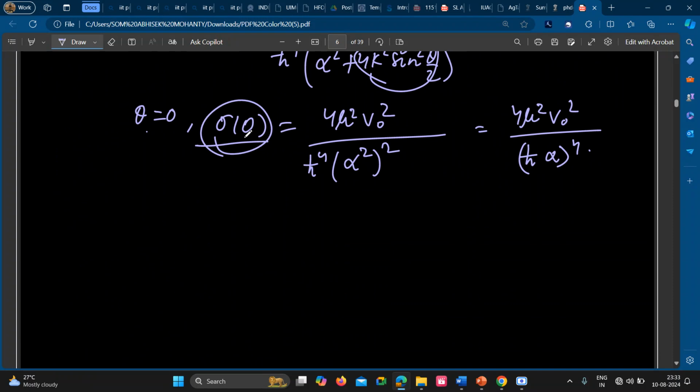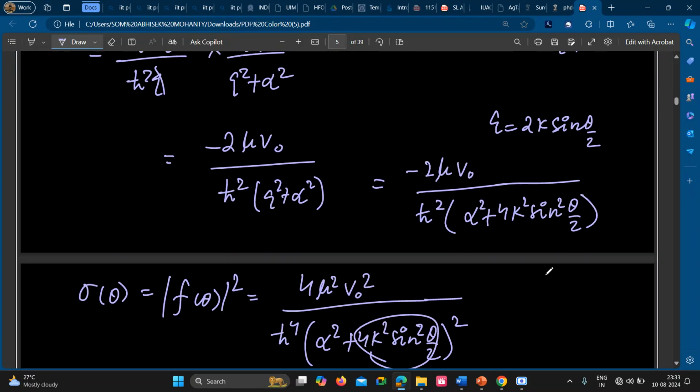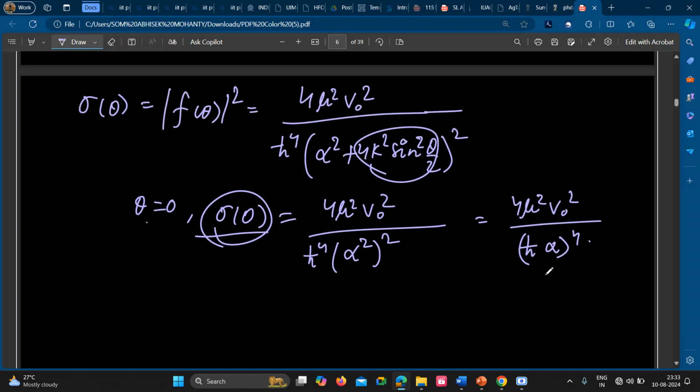It's also saying it decreases monotonically as theta varies from 0 to pi. If I put theta as pi, what will happen? It will be the same thing, isn't it? If theta is equal to pi, I will get the same thing. I got the maximum value, so no problem. That will be the answer.